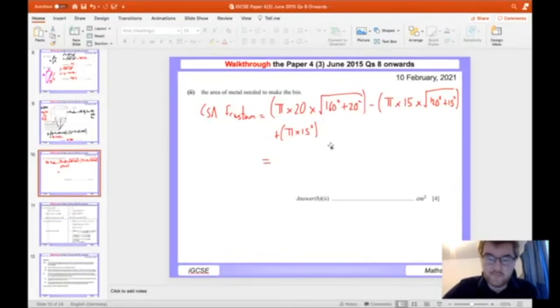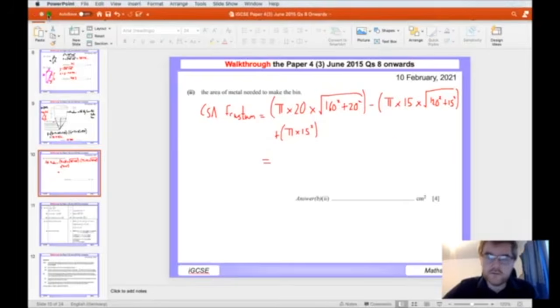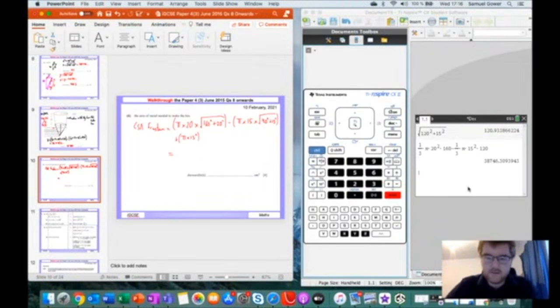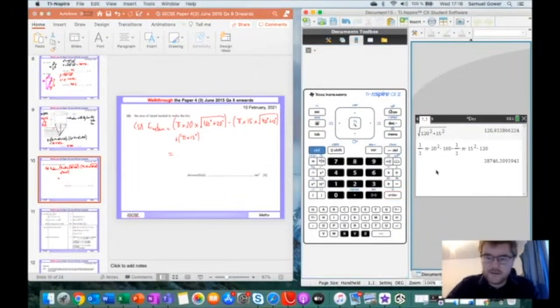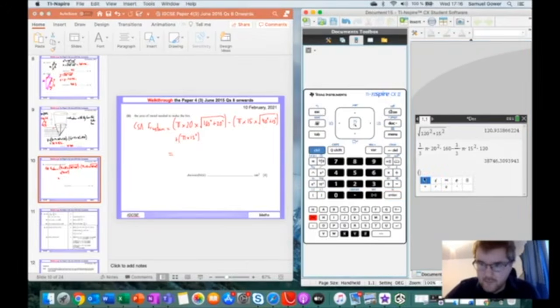This is all about being very accurate here, making sure we've got everything written correctly. So go brackets. Let's see how this goes. I times 20 times, and open another bracket. So I'm going to put a square root in.